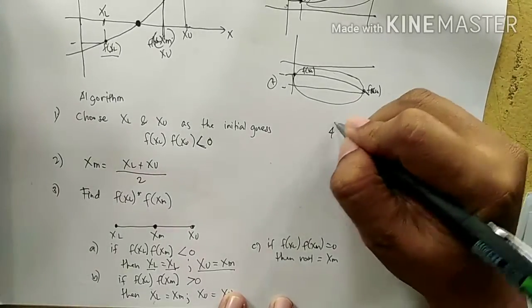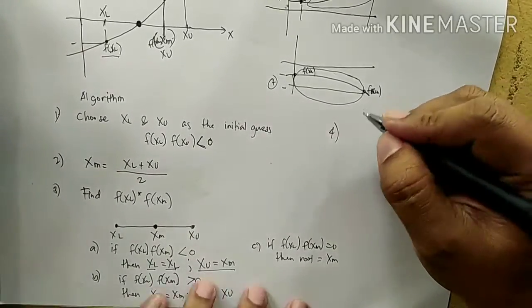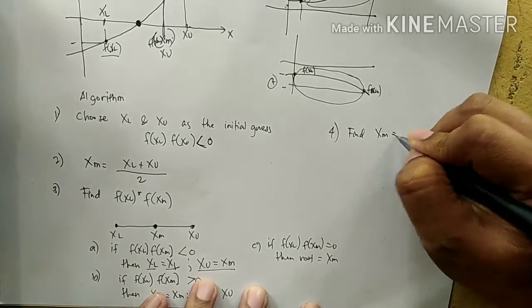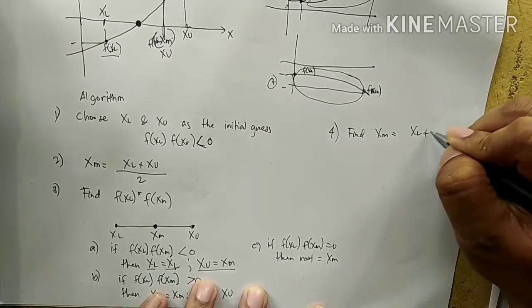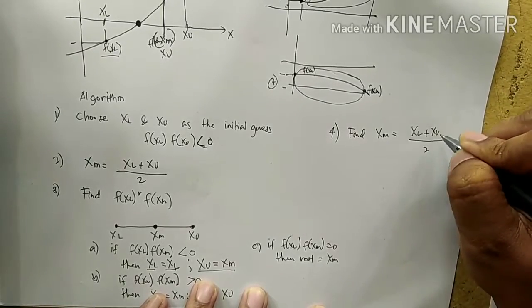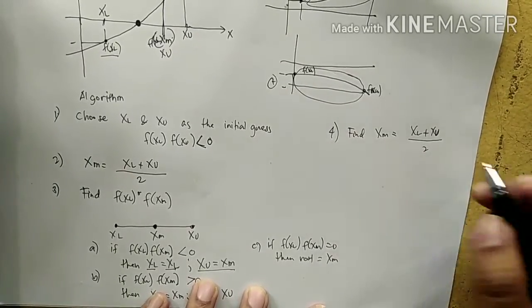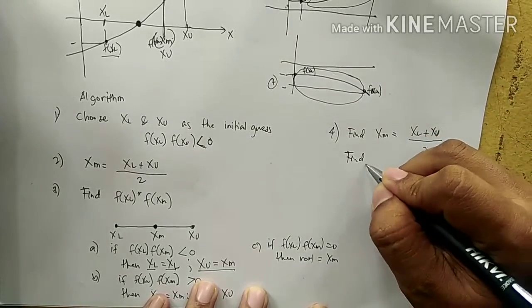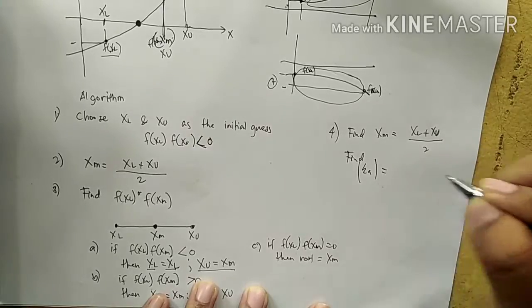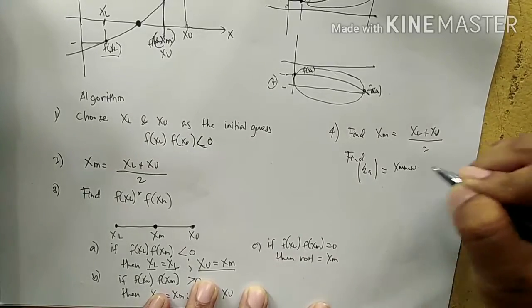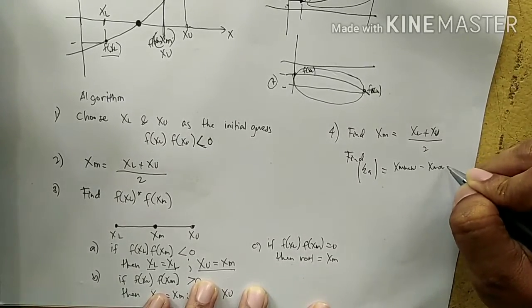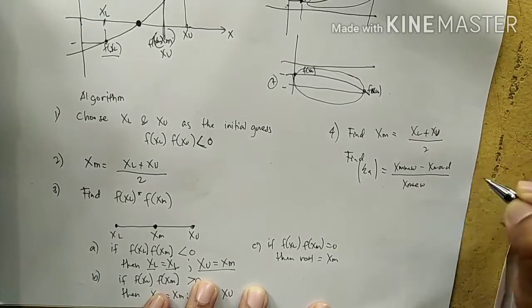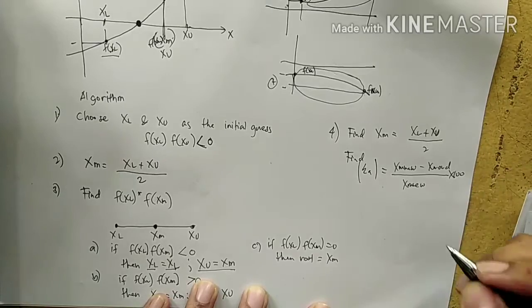So, fourth, find x sub m equal to x sub l plus x sub u divided by 2. Use the formula again and then find the relative error: x m new minus x m old, divided by x m new, times 100.